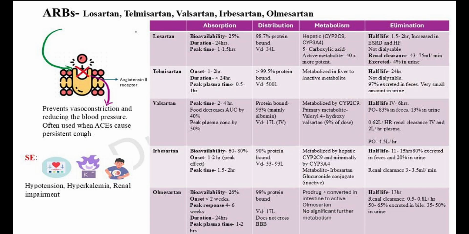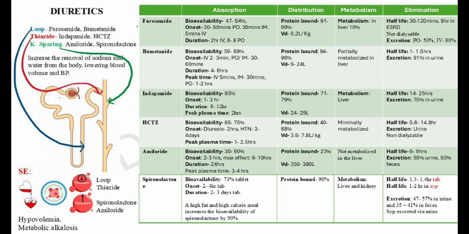This table compares ARBs, including losartan, telmisartan, valsartan, irbesartan, and olmesartan. These drugs generally have high protein binding and long durations of action, which allows once-daily dosing. Losartan is unique because it forms a very potent active metabolite. Diuretics are another major group used in hypertension management.